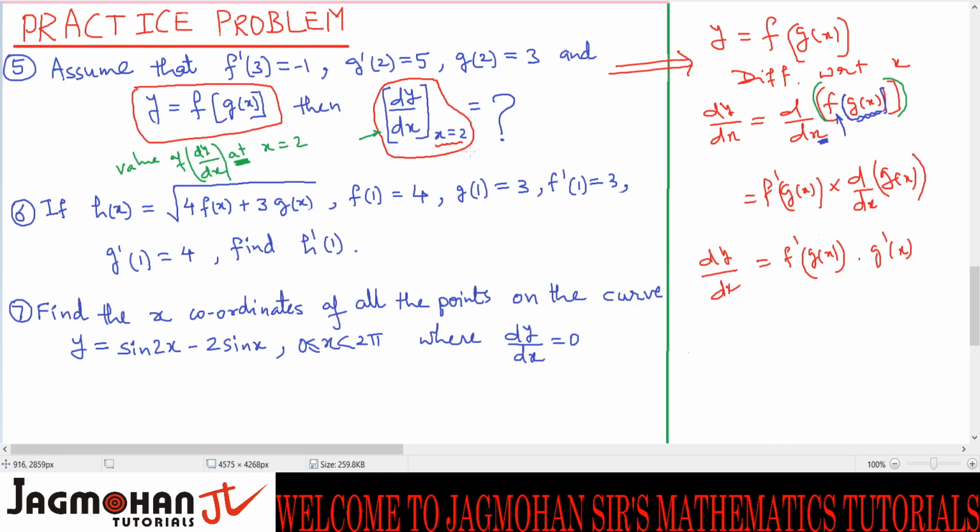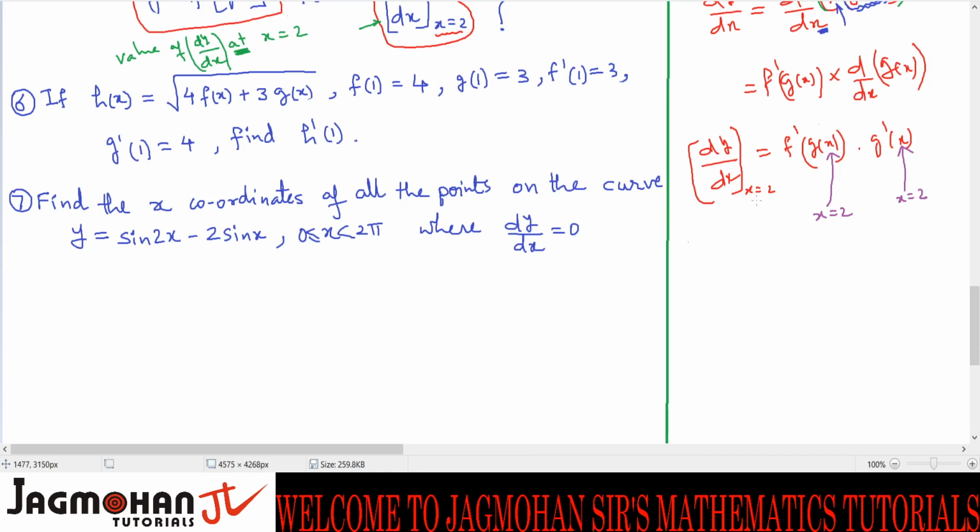Next, we want dy by dx at x equals 2. So what we will have to do is, on the right hand side, wherever we have x, we will put x equals 2. We will replace that by 2. So we will put here x as 2. So what you will get? You will get f dash g of 2 and g dash 2.